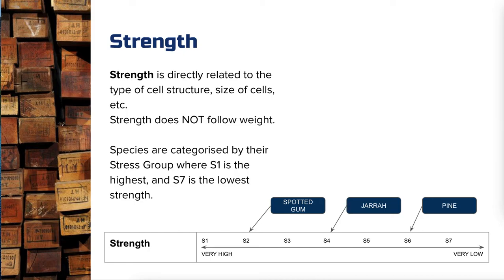But generally speaking, we're categorizing some main species. Pine sitting towards the low end, not very low, but quite low. Jarrah sitting comfortably towards the middle. Spotted gum sitting towards the top, not the highest, not the most strong, but sitting towards the top there. So there's a fairly even comparison there. Again, this information is coming from the Wood Solutions website. Great resource.